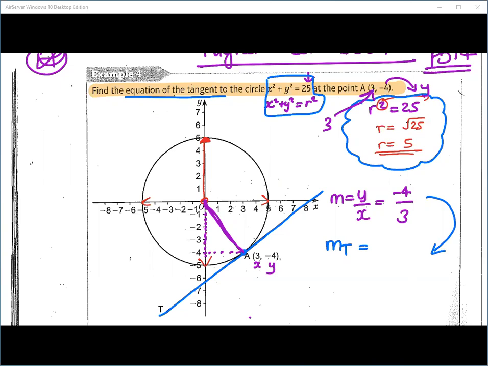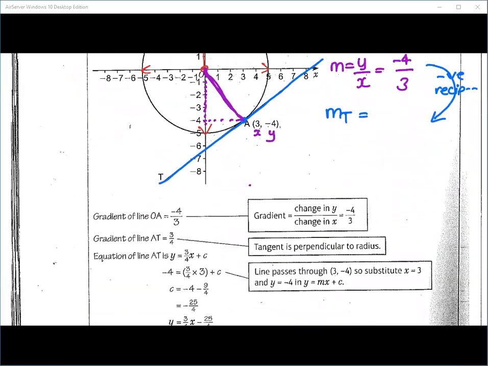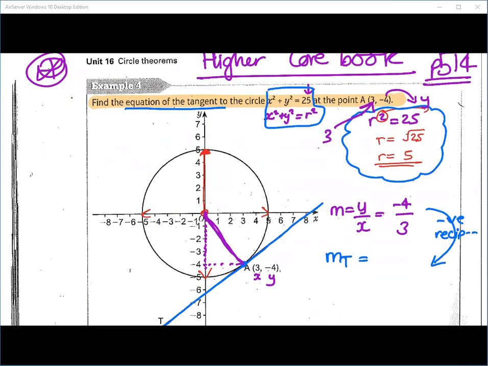Lovely. So we can do here the negative reciprocal, which we're going to get from the -4 over 3. We're going to turn it upside down first. So the -4 over 3 gets flipped into 3 over minus 4, and then we have to multiply it by minus 1, which gives us -3 over -4, which is 3 over 4.